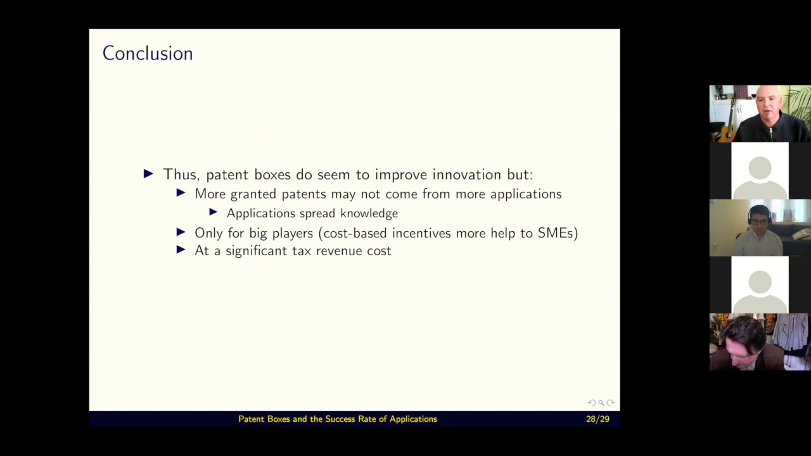But, you know, applications themselves spread knowledge. There's benefit to that. But again, this really is only benefiting the big guys. And if you're worried about SMEs, this probably is not the policy for you. And it also comes at probably a pretty significant tax revenue cost. Lots of profits are being shifted. Lots of profits are being taxed less as a result of this policy. And so there are benefits to having perhaps more applications and better ideas, but there are costs as well. And it's something we want to be aware of and how the distribution of those may well vary across firms.